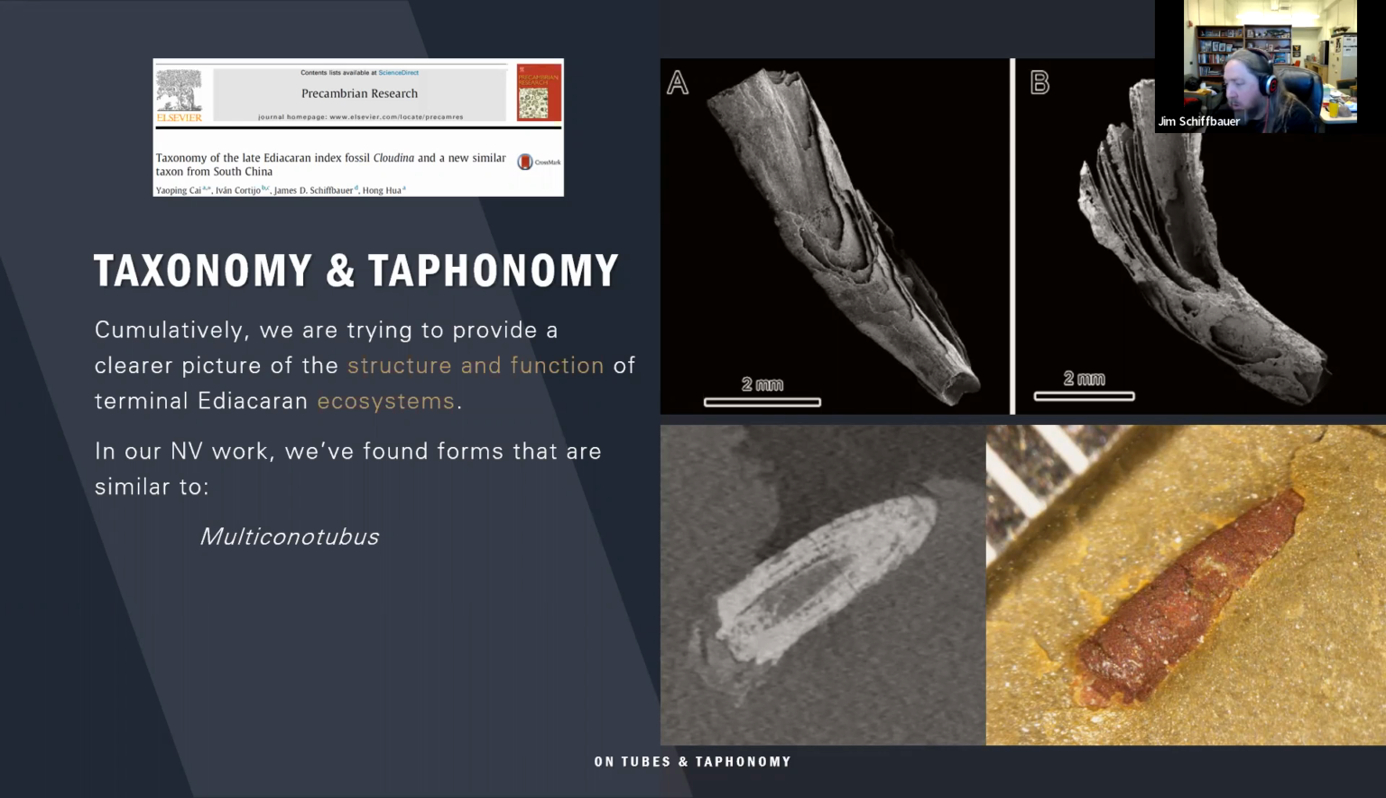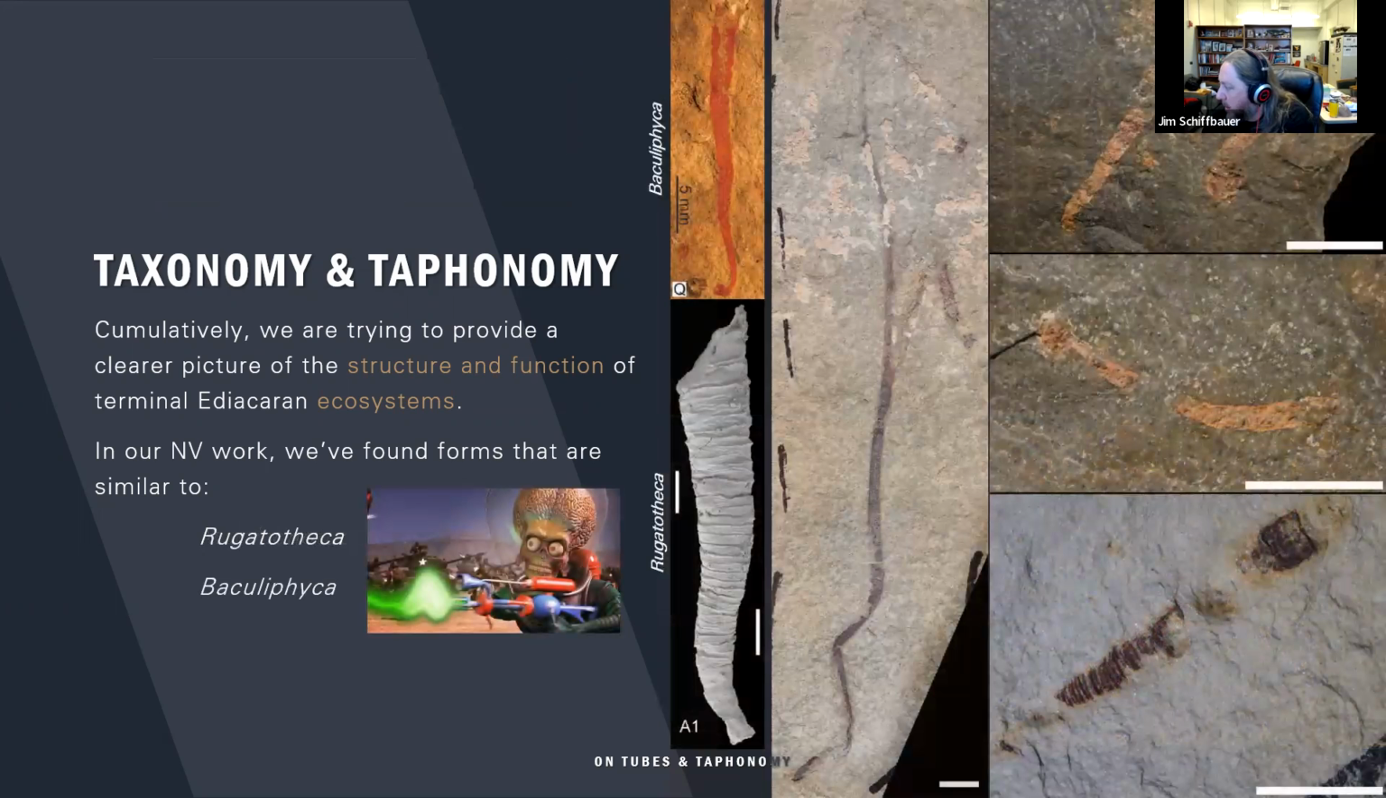We have examples that look a lot like Multiconitubus, where we have fully nested funnels that you can see in the bottom. That's an example of Multiconitubus from the Death Valley or the Nevada localities. Whereas at the top is what we had originally described from South China on that genus. We've seen other organisms that we are grouping with Baculophyca and Rugatatheca, which are not stacked funnels, but rather just wrinkled tubes or straight elongated tubes, some of which have a holdfast like Baculophyca.